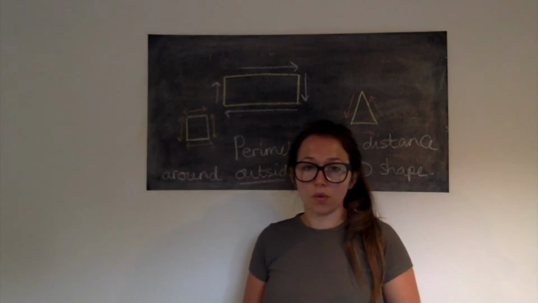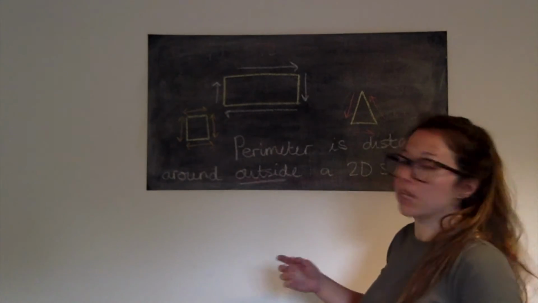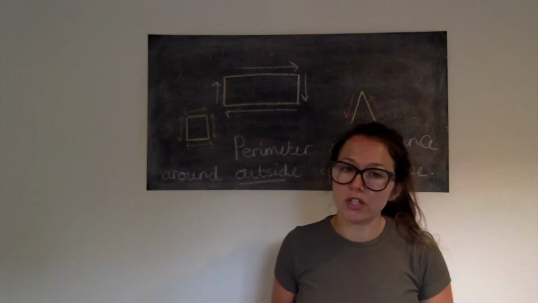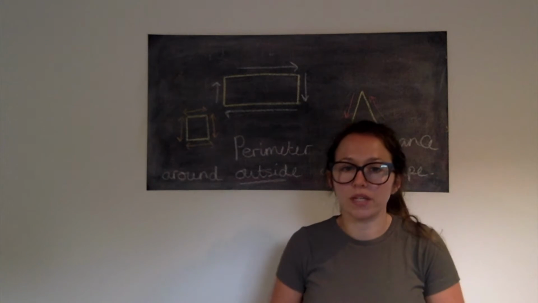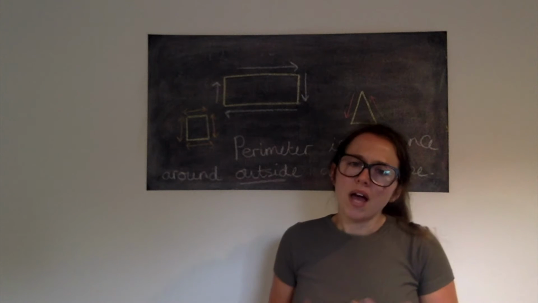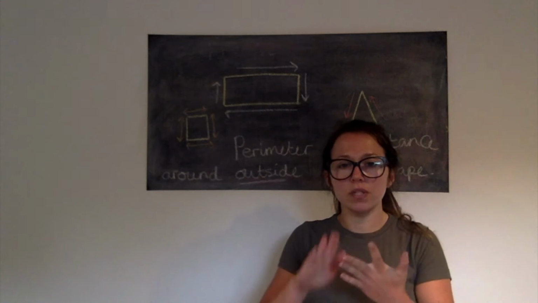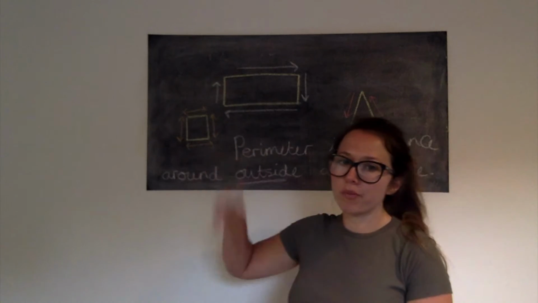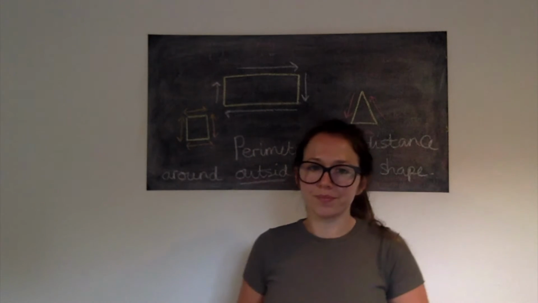Now the other word that I said was important was distance. Now we've been looking at distance and the units of measure that we have for distance over the past week. So I wonder if you could pause the video and try and think about what are some of the units of measure that we might use to measure the distance and the perimeter around the outside of a shape.